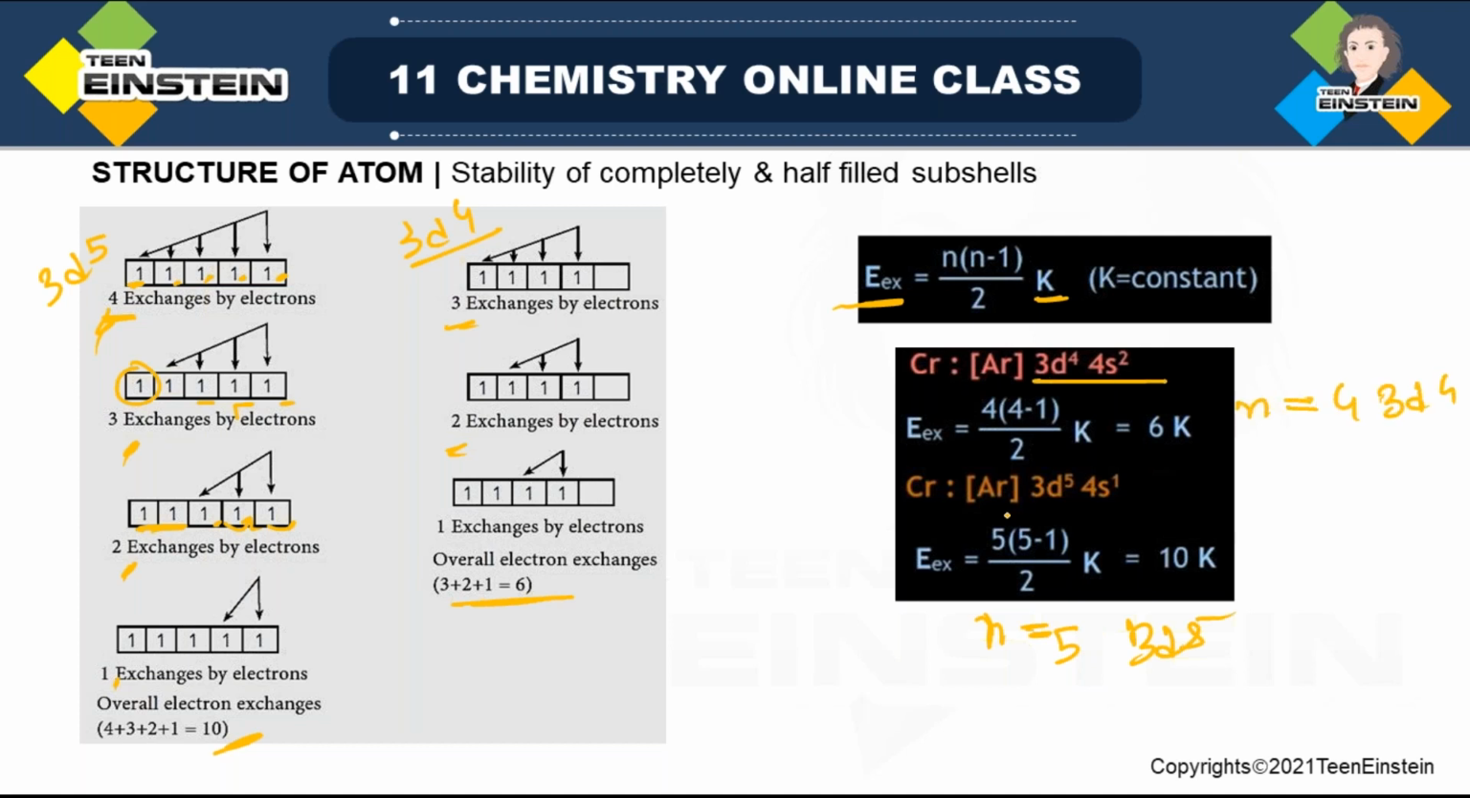So for this type of configuration of chromium, exchange energy is 6k. But for this configuration, because this is not actual, this is actual. Now see, exchange energy is high, and this is the reason why this configuration is expected. Sorry, this is actual, though the previous one is expected, but it is not correct. Fine.